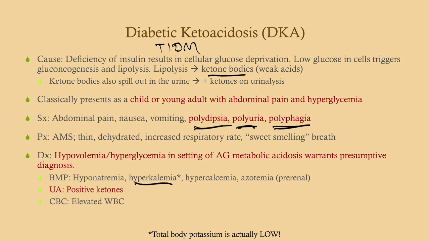But you have to keep in mind that these patients, because of the polyuria, are actually potassium deficient. It's just they're potassium deficient in their cells, not in their bloodstream. So we have to be careful because when we give these patients insulin, it's going to rapidly pull potassium out of their blood and it can very quickly precipitate a hypokalemia.